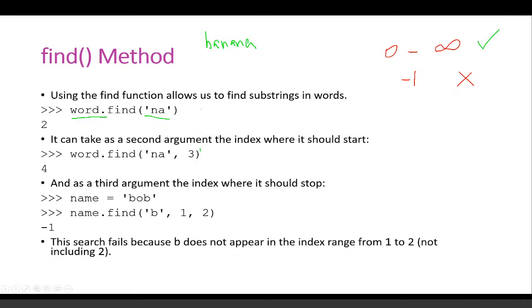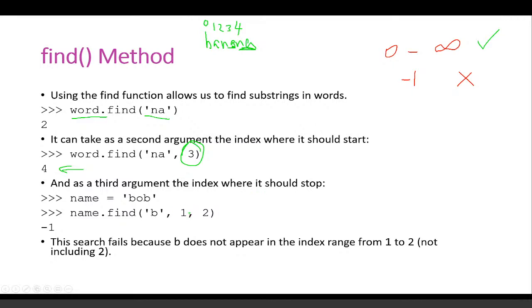If we specify the index location, that's where it's going to start looking. So here in this other example, word.find NA 3 is going to start looking at index location 3. That's 0, 1, 2, 3. So it's going to start looking here, which means that the first instance of NA after where it starts looking is next, which starts at index location 4. And so we get returned the value of 4.